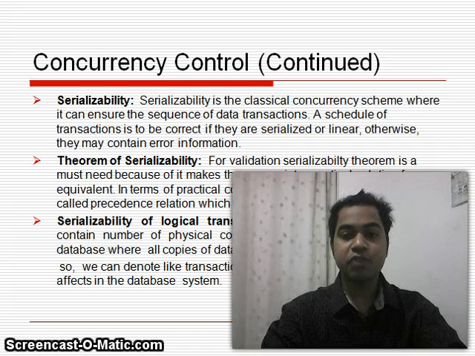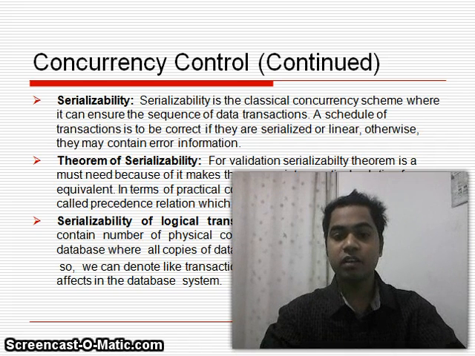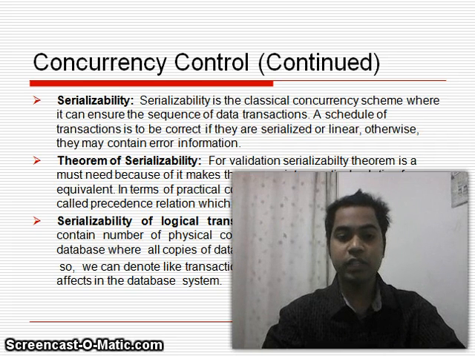Serializability of logical transactions. A logical transaction might contain a number of physical copies of data, and that is stored in the database where all copies of data might be of different size. So we can denote the transactions in an order where the transaction is actually affected in the database system.